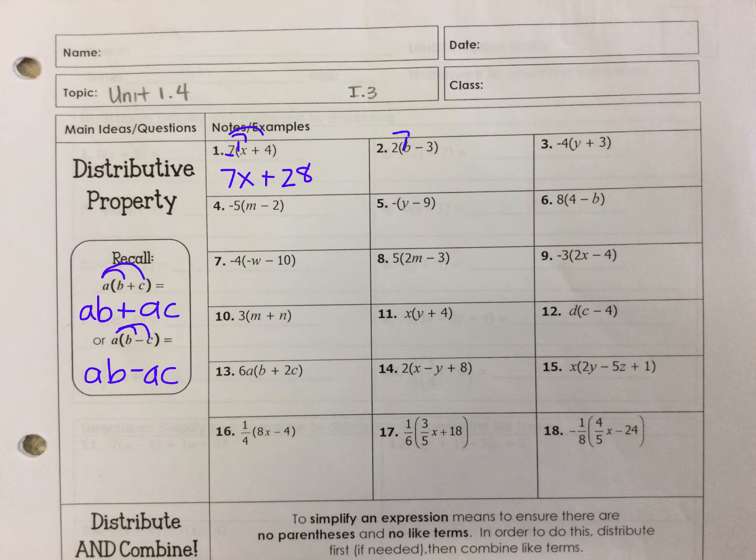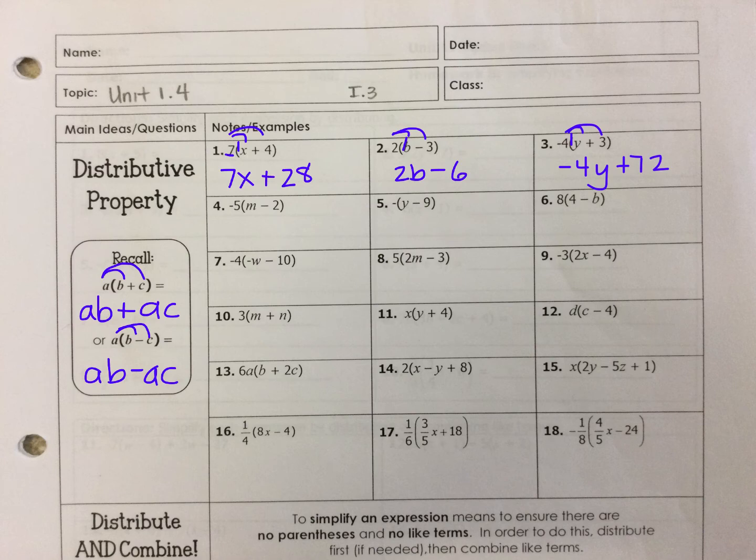2 times 1b is 2b. 2 times negative 3 is minus 6. 2b minus 6. We got to distribute a negative 4 this time. Negative 4 times 1y is negative 4y. Negative 4 times 3 is negative 12. Negative 4y minus 12. You could also write negative 4y plus negative 12. Either way is completely acceptable.